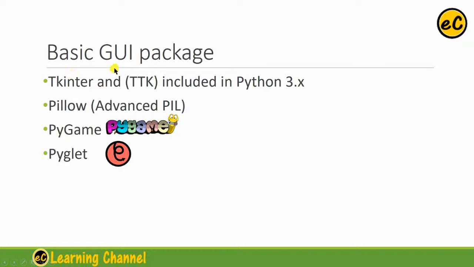Here are the different basic GUI packages that I would like to introduce, including tkinter, which is included in Python 3.x. And then Pillow, a fork of PIL, the Python Imaging Library, but more advanced. So we would install this Pillow. And then we will show you how to install two packages. One is for Pygame, and the other one is for Python. Now, let's look at the Pillow installation.